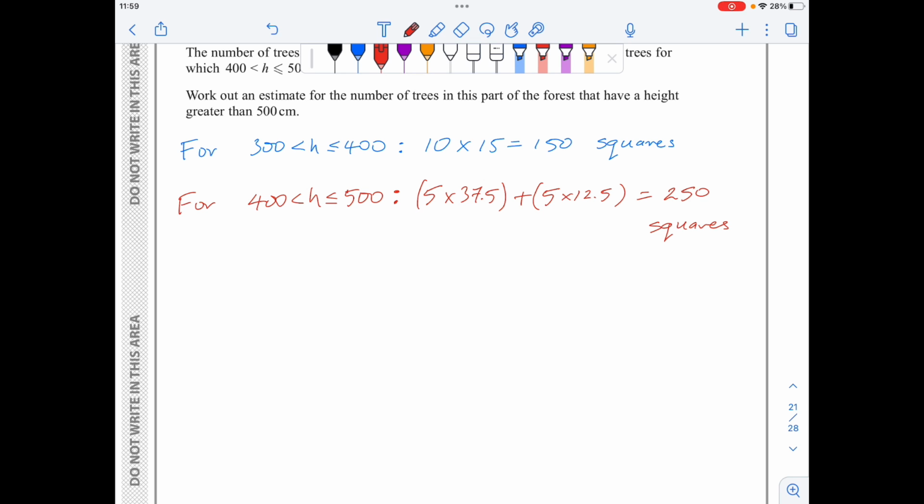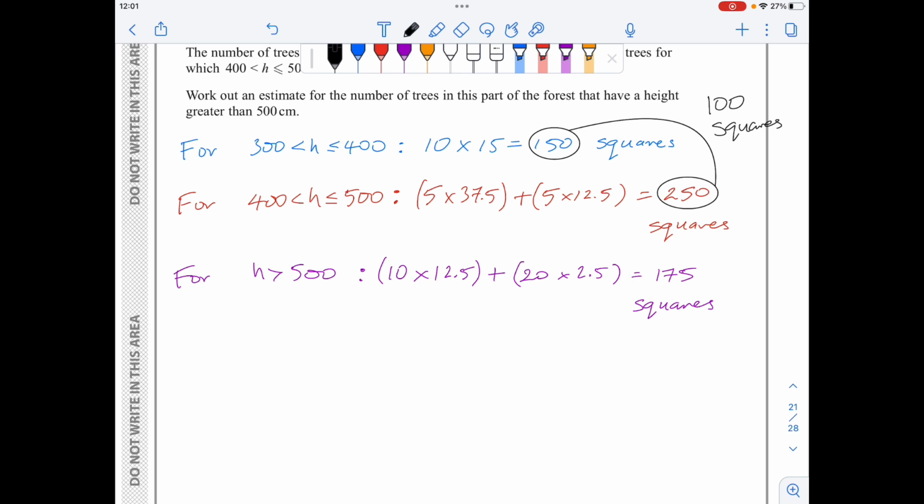For the purple region, which is more than 500, I have two blocks. One of them is 10 squares wide by 12.5 high, and the second one is 20 squares wide and 2.5 squares high. This multiplication and addition will give me 175 squares. Now, note that the difference between the blue and the red regions is 100 squares, and these 100 squares correspond to 8 trees.